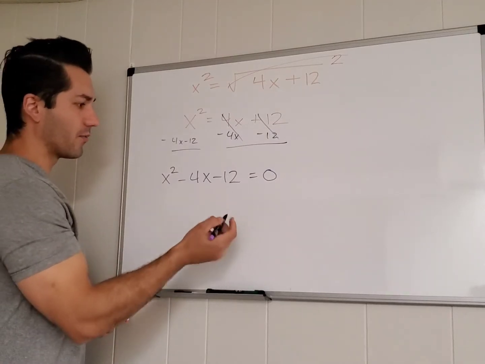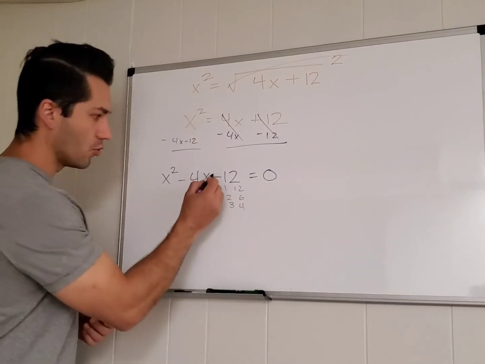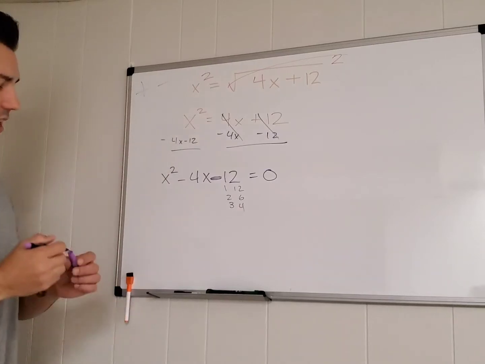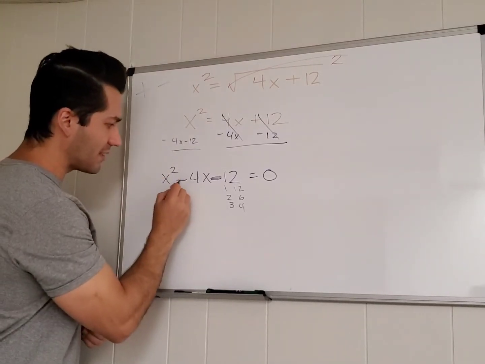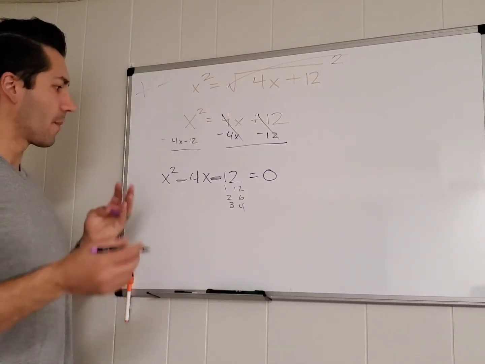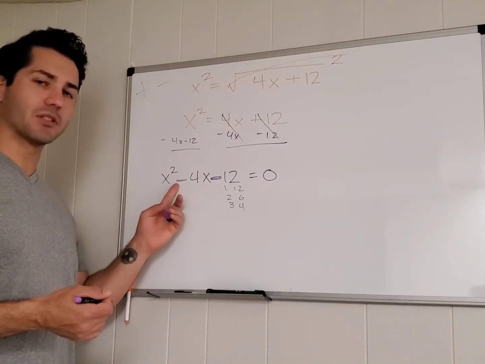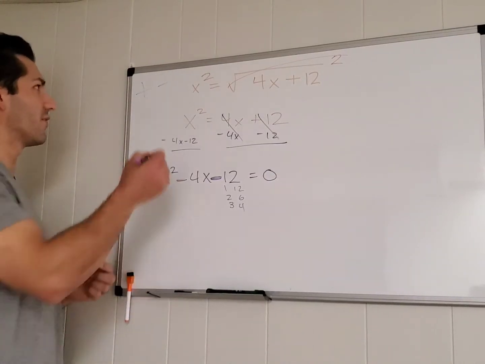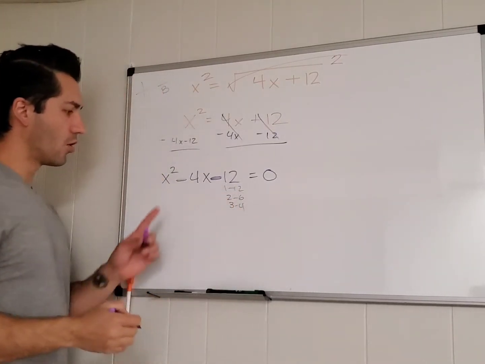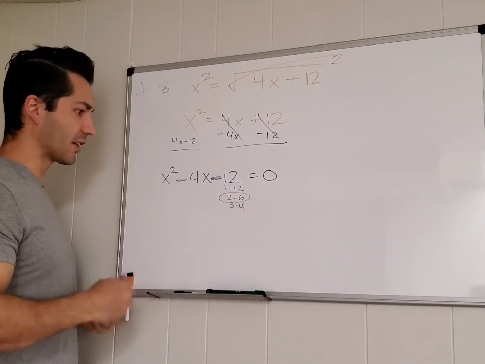Things that give you 12. 1, 12, 2, 6, 3, 4. You want a negative 12. That means 1 is positive, 1 is negative. You want them to add up to a negative number, a negative 4. And if you remember how adding and subtracting works, you subtract and keep the dominant sign, which means you kept the negative. The negative was the bigger number. The negative was dominant. It won the fight. So negative is my bigger number. Which one gives you negative 4? Nope. Yep, there it is. 2 and negative 6.